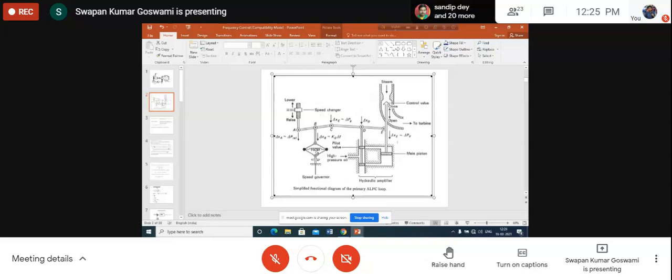As they are moving at a speed below synchronous, what is happening? The fly balls will be coming closer. There will be reduced tension on the spring. Since the fly balls are coming closer, they will be pushing B upward. As B is pushed upward, A remains fixed at its previous position.